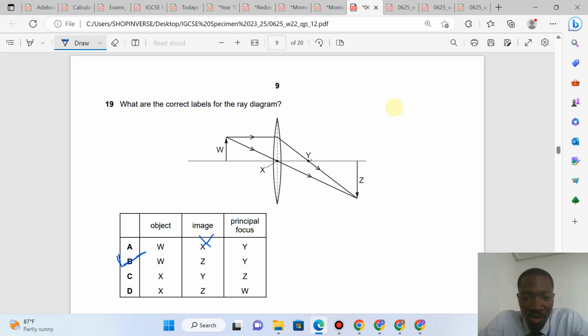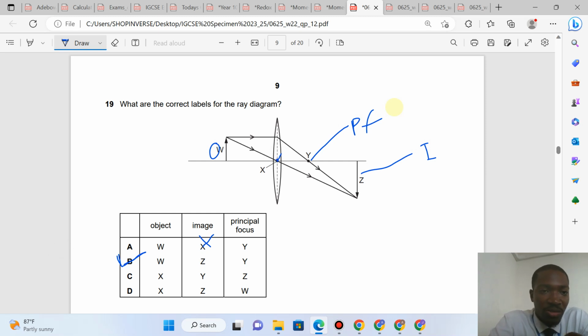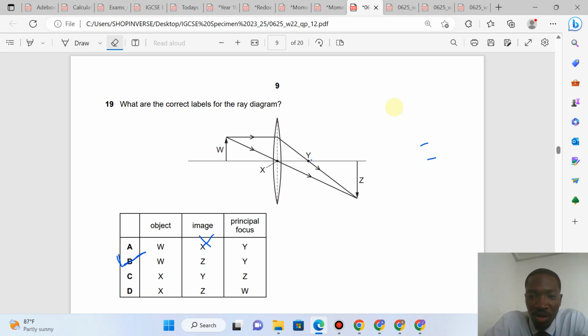Yes, this is the principal focus. This is the image. This is the principal focus. This is the object. This is the optical center. X is the optical center. Optical center is not mentioned here, so let's just focus on what is mentioned in the question. B is the correct option.